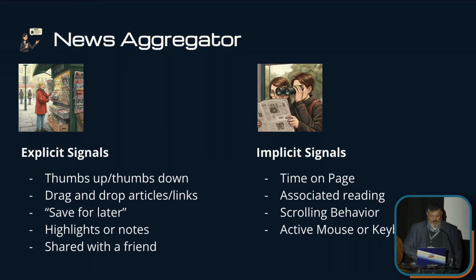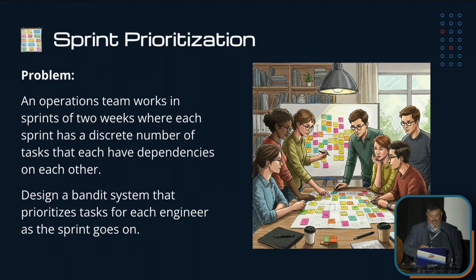The other thing I want to note about the reward function is thinking about explicit versus implicit signals. So explicit signals are when the user does something: clicks on a thumbs up, thumbs down, saves for later, highlights notes, just does those actions. But there's also a lot of implicit things that you should embed into your reward: time on page, associated reading, scrolling behavior. And a big question for multi-armed bandits is, how can we get those implicit signals?